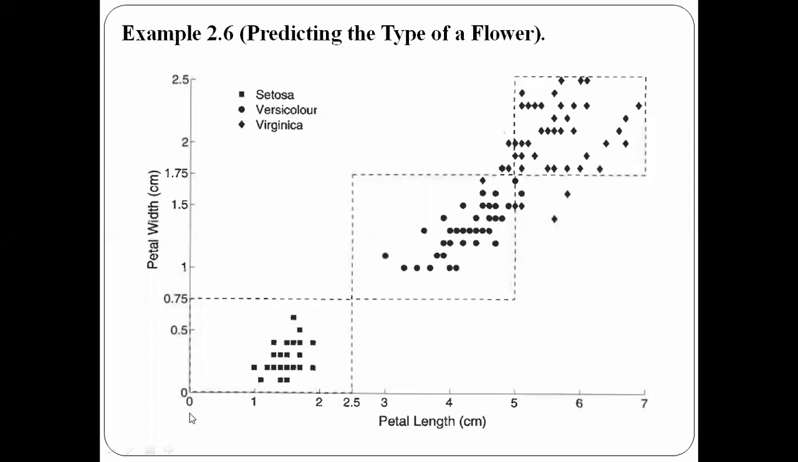Next, in the same way, petal length has been divided into 3 ranges or values. One is 0 to 2.5, which will be considered as low. 2.5 to 5 will be considered as medium. And then 5 to infinity will be considered as high.